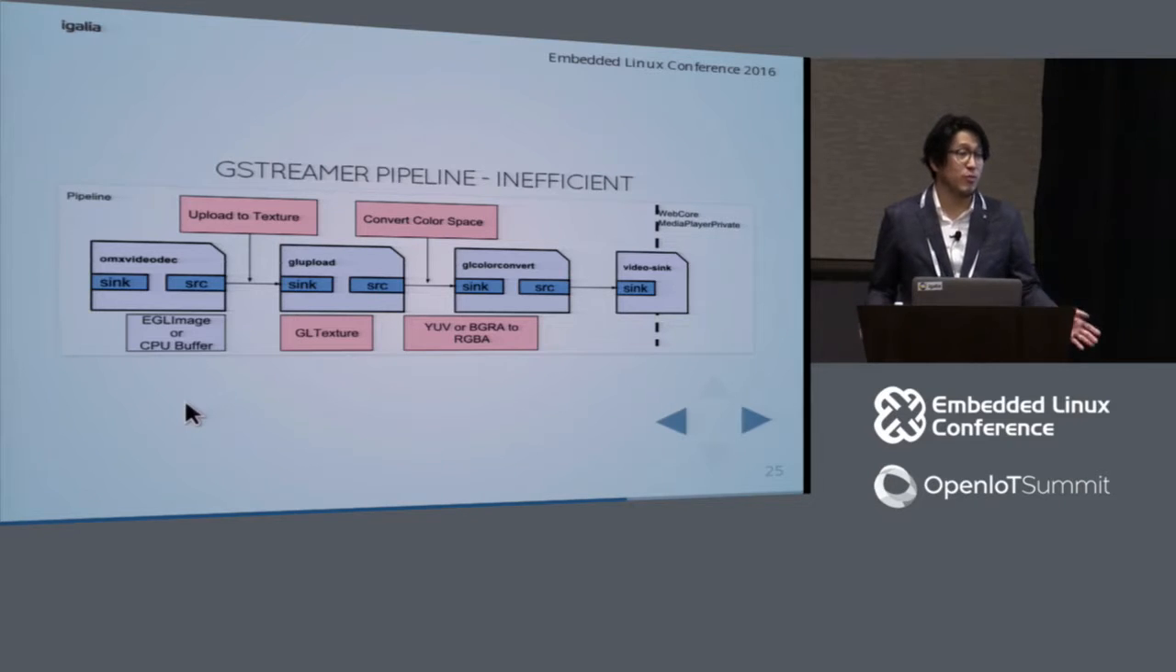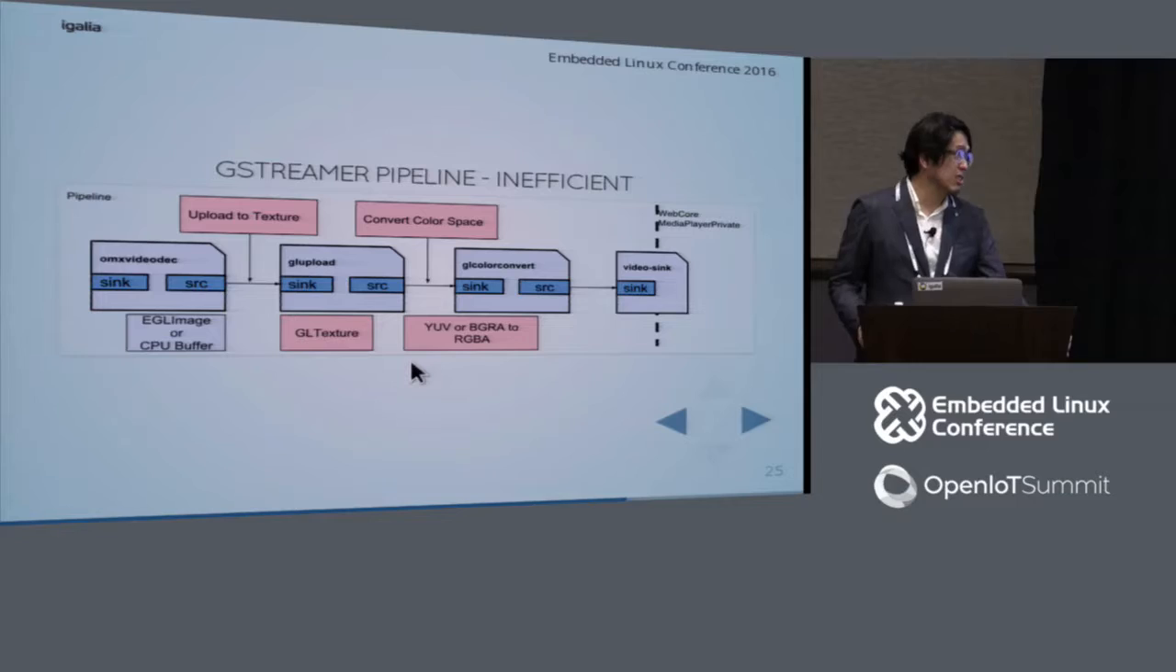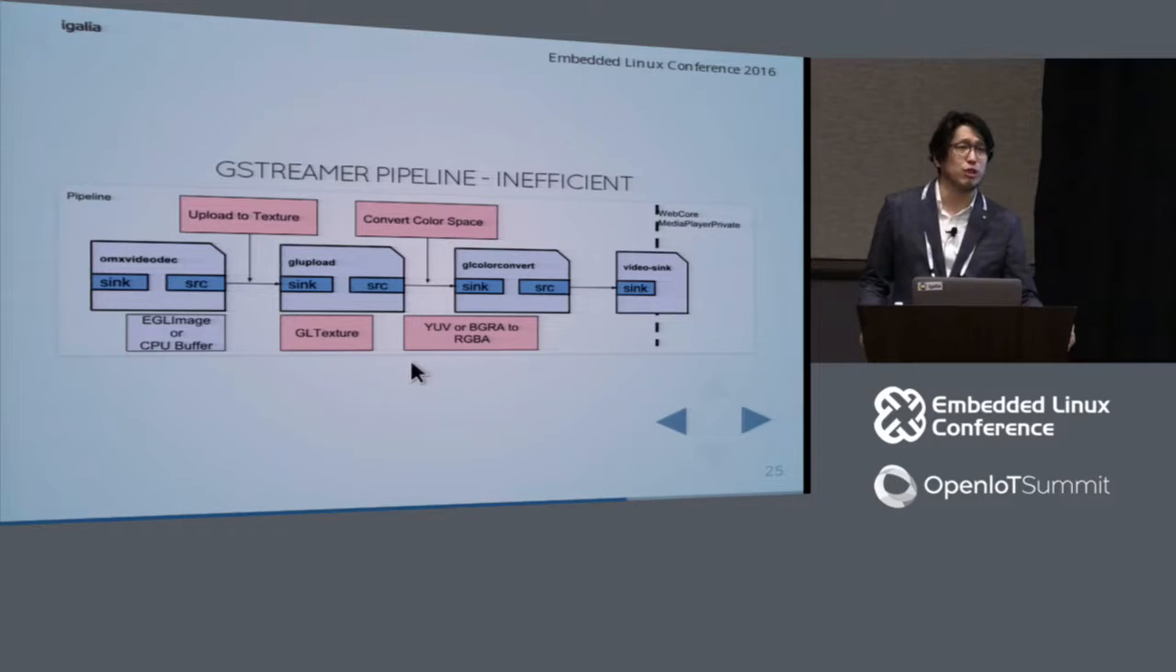If OpenMAX decodes its content using a YUV color format, in that case, we need to convert it into the RGBA format again by the GL color convert. So we need to consume more memory. And not only consuming more memory, each conversion needs to use the whole CPU. The Raspberry Pi is an embedded device, so we should use the whole data buses to the memory. So the CPU also will be stalled. So that was a big problem.